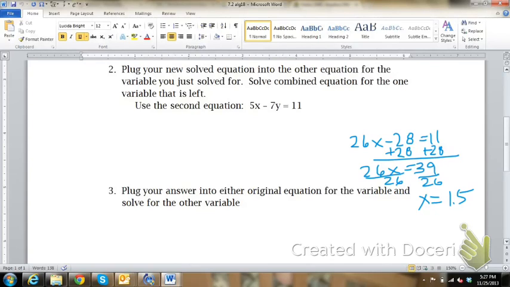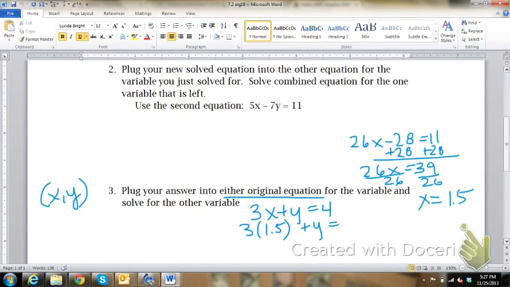So now I'm going to plug this answer in because remember, my answers need to have two numbers, an x and a y. I've got x right now, so I need to plug this answer into either of the original equations. It does not matter. You just need an equation that has an x and a y in it. So I'll use the one that's easier. So instead of 3x plus y equals 4, I'm going to say 3 times 1.5 plus y equals 4. That's 4.5. So if I subtract 4.5, I get y equals negative 0.5.